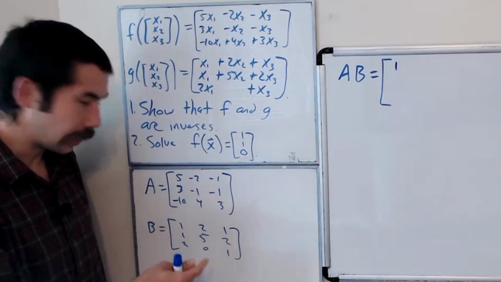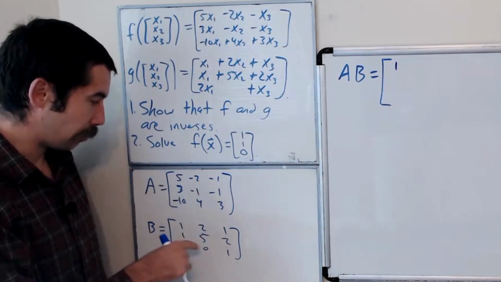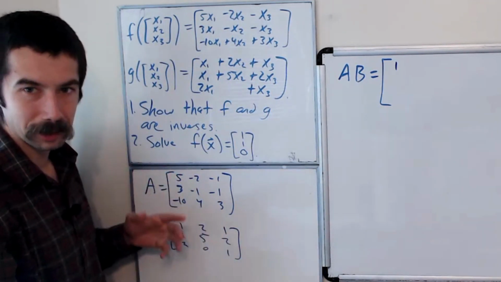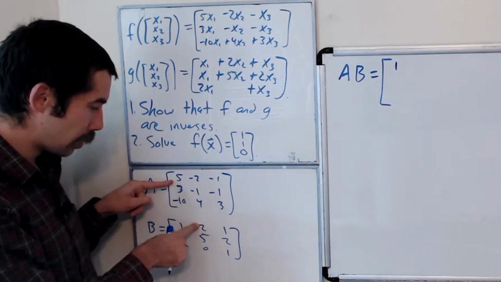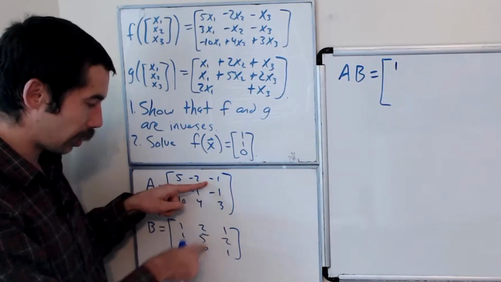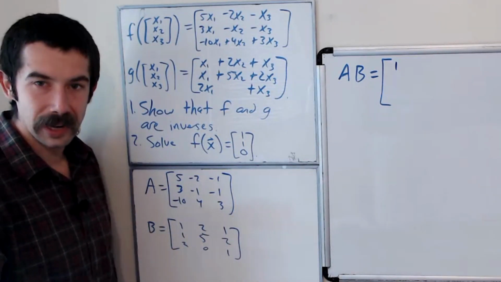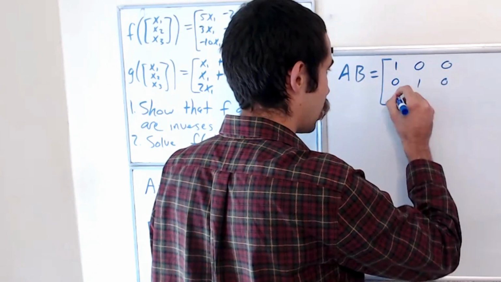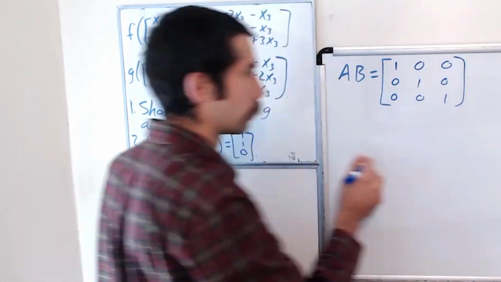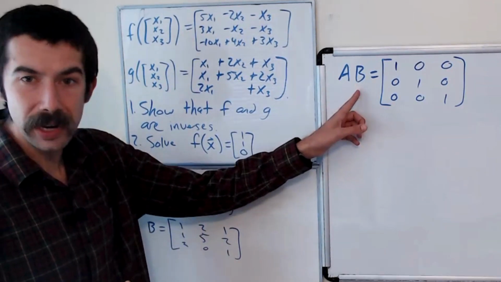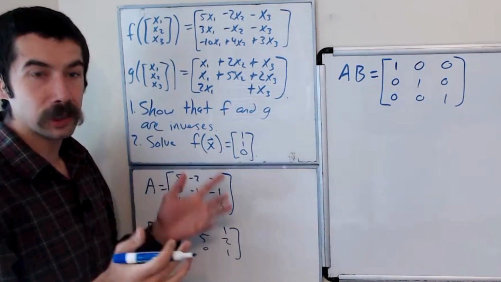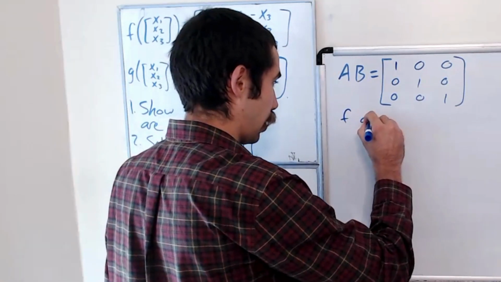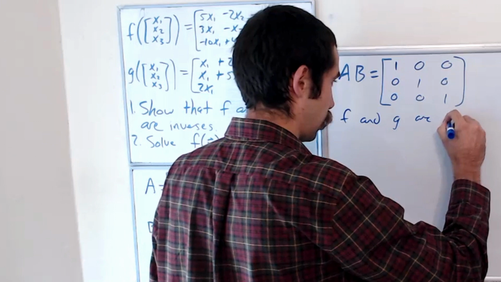Okay, and we'll do that for each row of A and column of B. So let's do the top row of A, second column of B, and then you could do the rest on your own. So 5 times 2 minus 2 times 5 minus 1 times 0. That's 10 minus 10, which is 0. And if we went through and verified the rest, we would get the identity matrix. Okay, so since A and B are inverses, their corresponding functions are also inverses. So f and g are inverses.